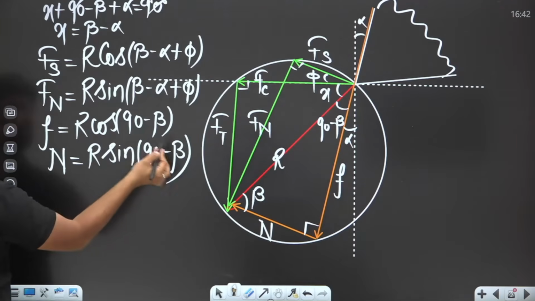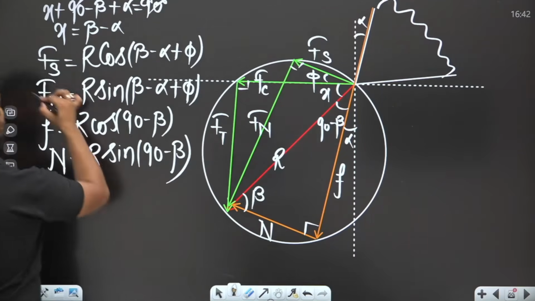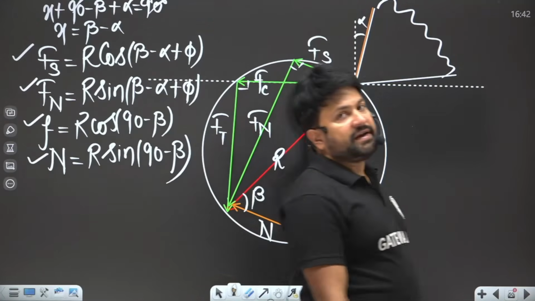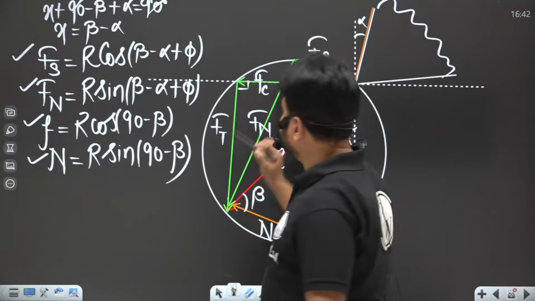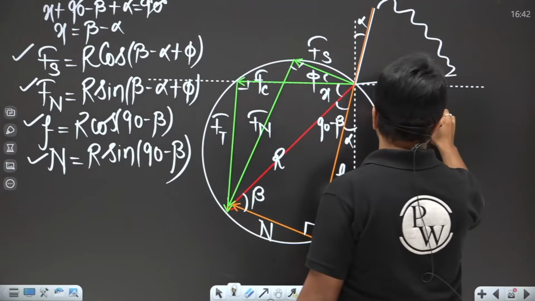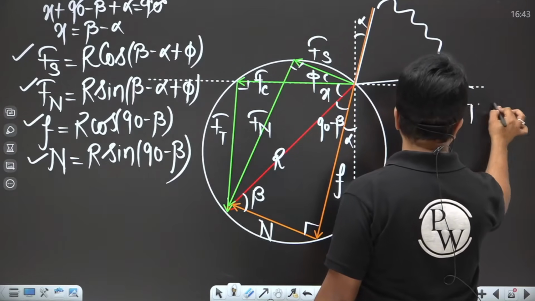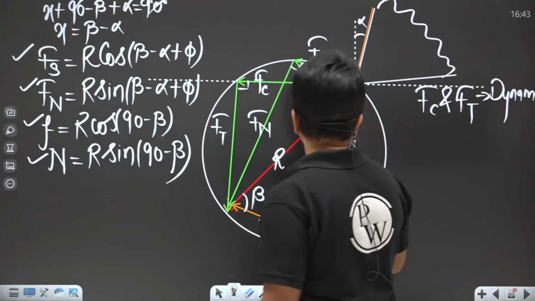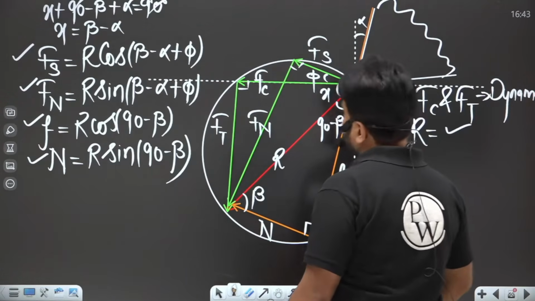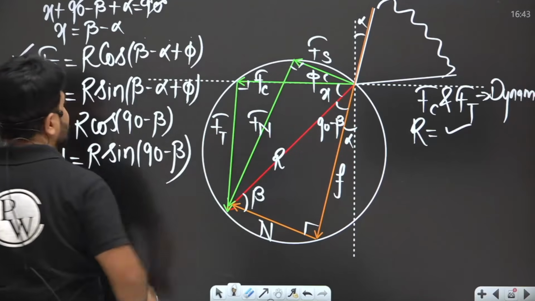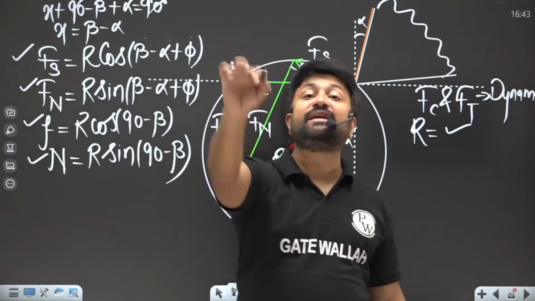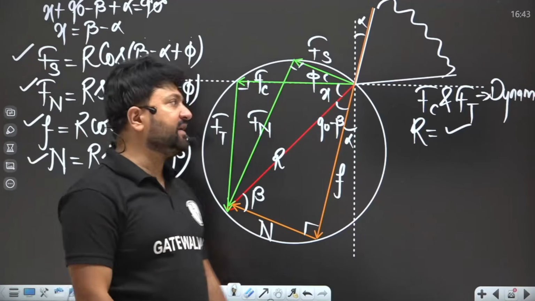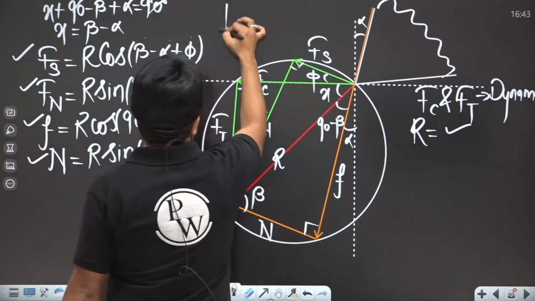And you can even correlate the friction and thrust force also. These forces initially we are unable to find because they are acting in the dynamic condition. Once you get the value of Fc and Ft from the dynamometer, you will get the value of R. Once you get R, and once you know the value of the angles, then you can find all the forces which are acting in dynamic condition. I hope my point is crystal clear.